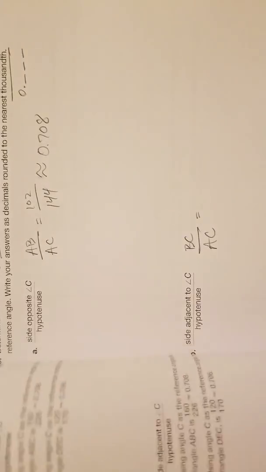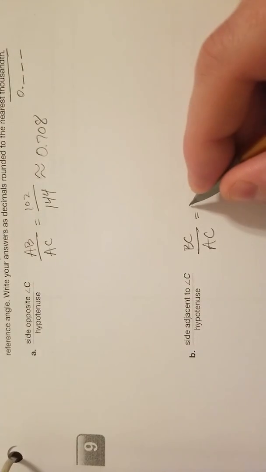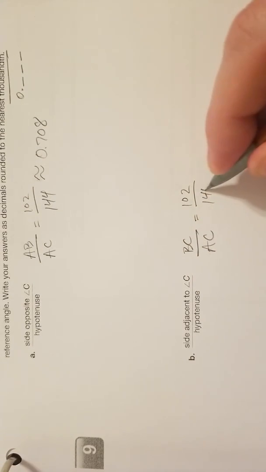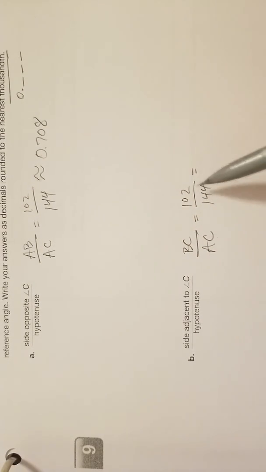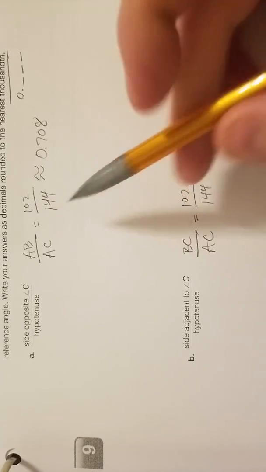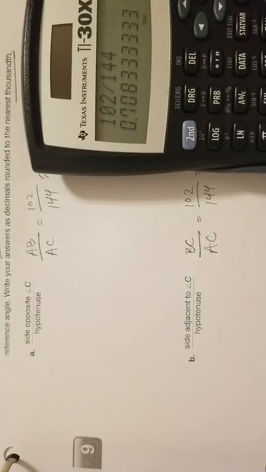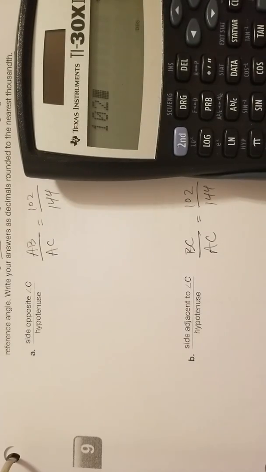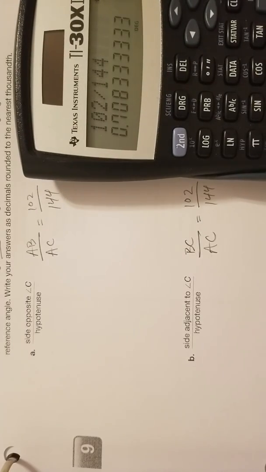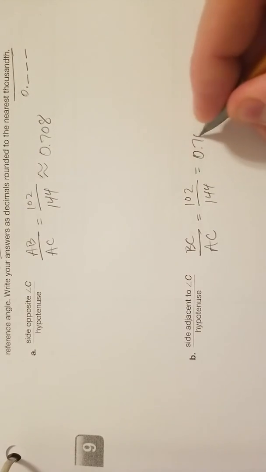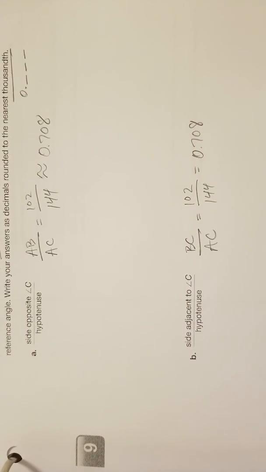So I'm going to put 102. And AC, I already know is 144. And I've already done this on the calculator, 102 divided by 144, so I know the answer is still going to be the same. I could do it on the calculator again anyway, but it would be 102 divided by 144, 0.708. So far so good.